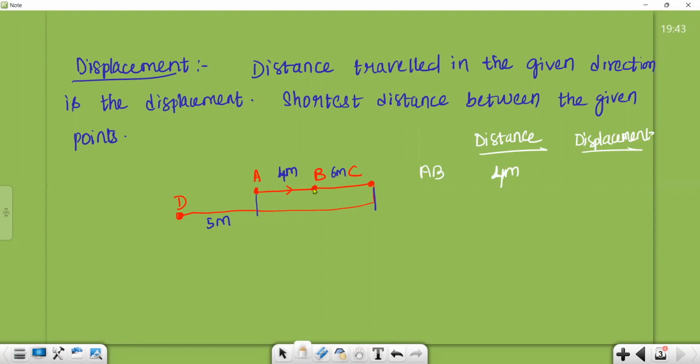From A to B, it traveled 4 meters. Displacement is also 4. Shortest distance is 4, right? Yes, ma'am. So sometimes displacement and distance can be equal. Suppose if it is a single path, if it traveled from initial to final in a single path, then distance is equal to displacement.